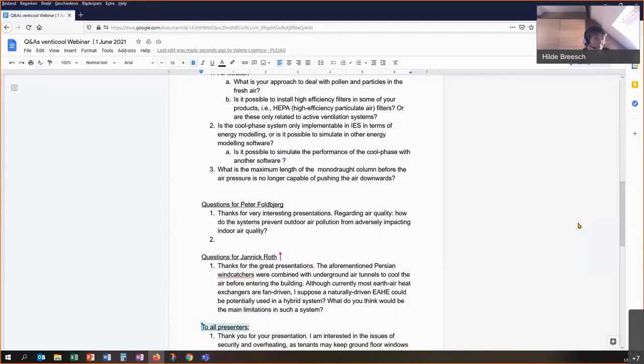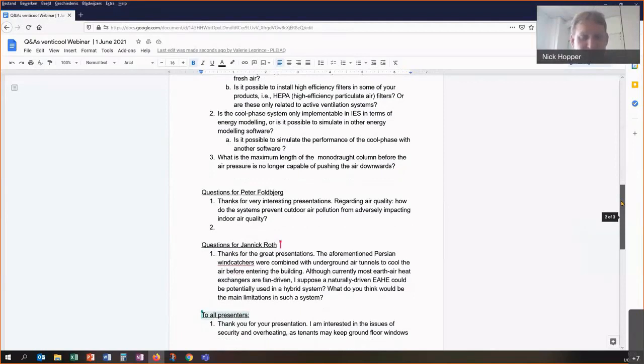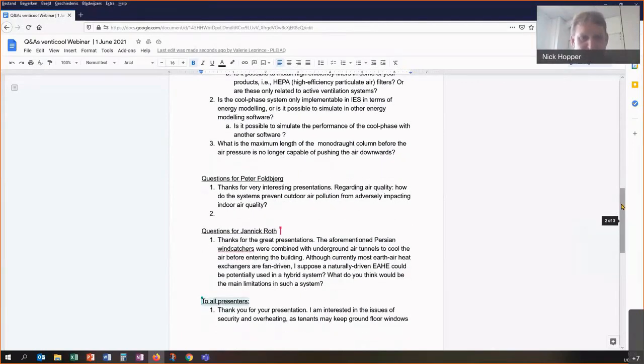Yeah, I think this is also a combination with Nick's presentation, I guess. Yes, with the wind catchers. So with regards to wind catchers, yes, the Persian architecture utilized a lot of evaporative cooling, and I think that goes back to Peter's original conversation on evaporative cooling being incorporated as a ventilative cooling option.